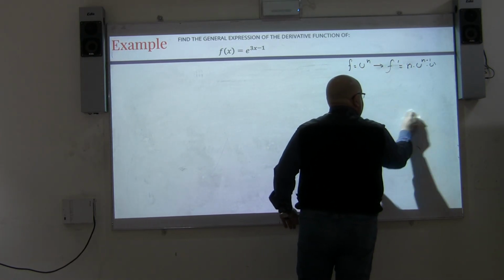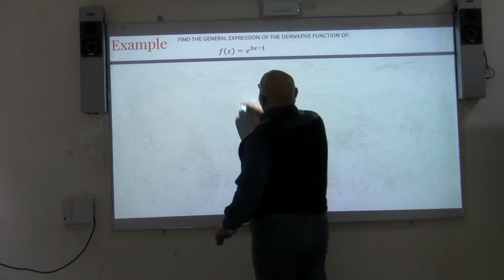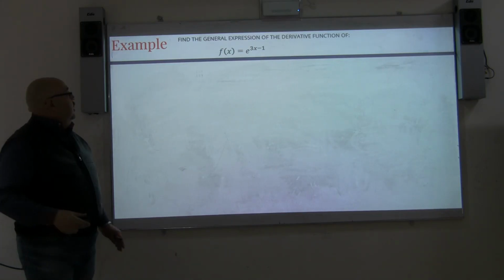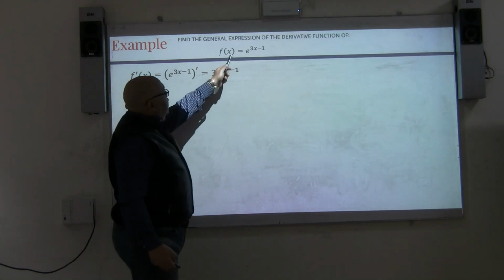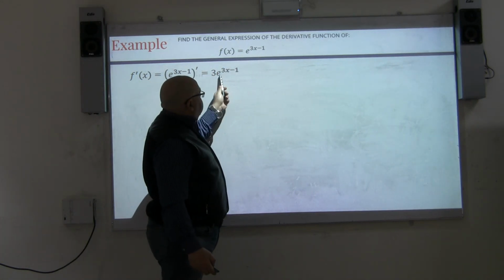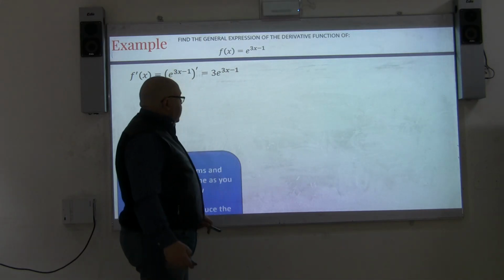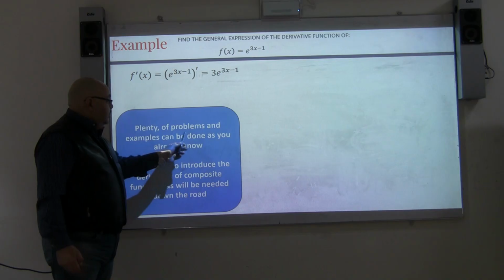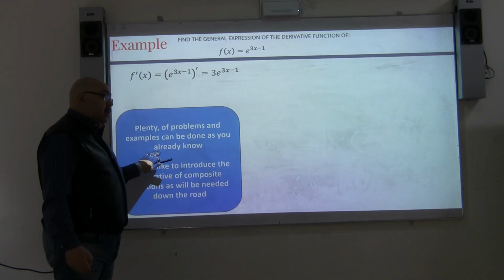Once more, for differentiating the function f of x equals e to the power of 3x minus 1, the derivative is going to be simply e to the power of 3x minus 1 times the derivative of the power, which is going to be 3. This is what I was saying. There are plenty of problems and examples that can be done as we go through our course.